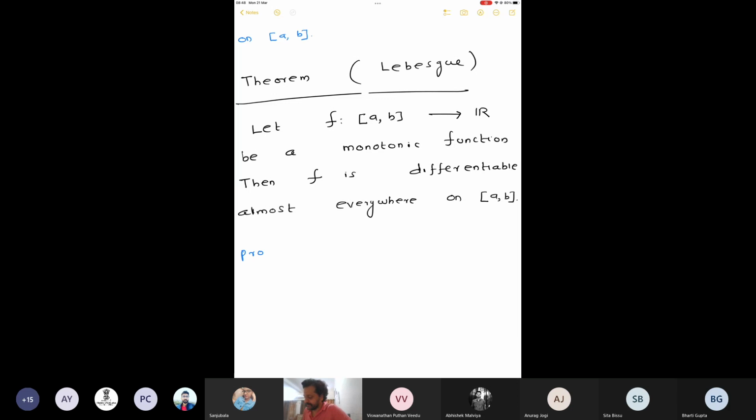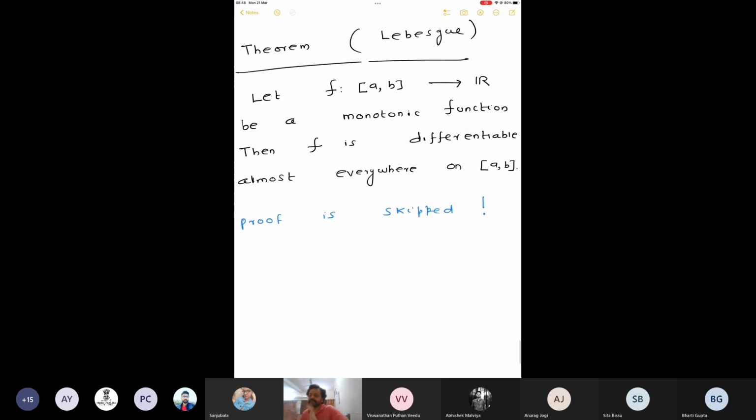So proof is skipped. Too lengthy and too technical. But it is a very innocent statement. Every monotonic function is differentiable almost everywhere. Okay, so we shall use this in proving our main theorem, namely the fundamental theorem of calculus for the Lebesgue integral.